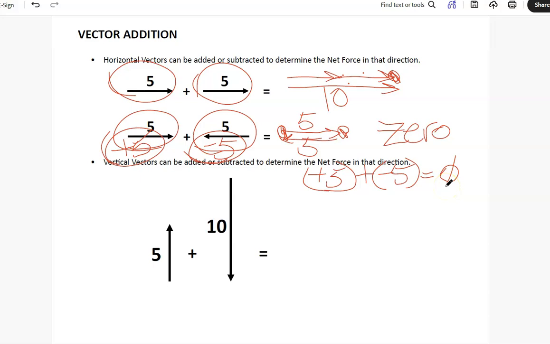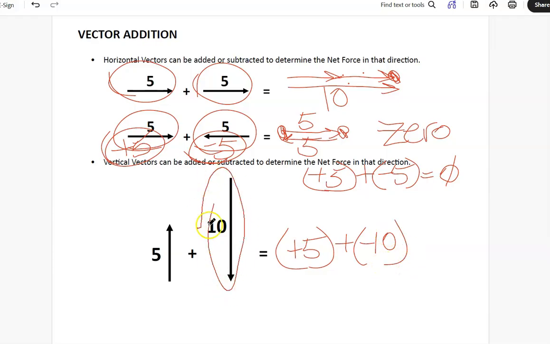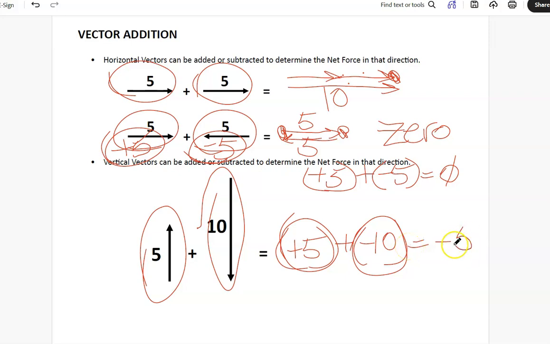Now, the example below is just pointing vertically instead of horizontally, but it behaves exactly the same way. And we can treat up as positive, so we could say that this is the same as adding a positive 5 vector to a negative 10 vector, since it's pointing down. We have 5 pointing up, 10 pointing down. That's like a positive 5 plus a negative 10. When we add those together, you get a negative 5.